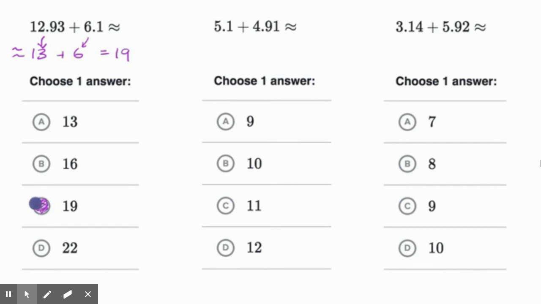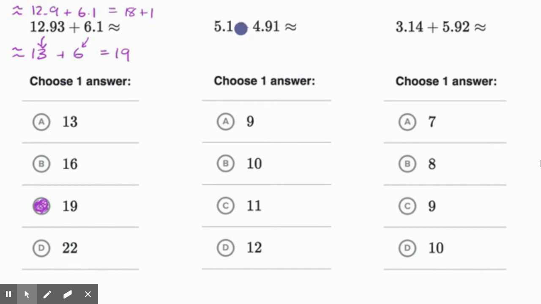And there's multiple ways that you could try to estimate things. For example, you could do a little finer of an estimation. You'd say this is approximately 12.9 plus 6.1, and then you say 12 plus 6 is 18, and then 9/10 plus 1/10 is another 1. So you'd say this is 18 plus 1, and you'd say, okay, that once again gets me pretty close to 19, or this gets me to 19.